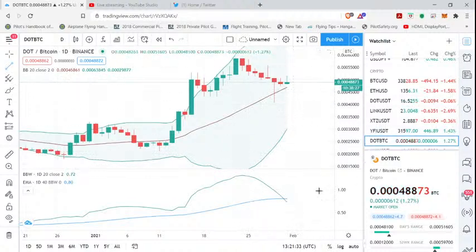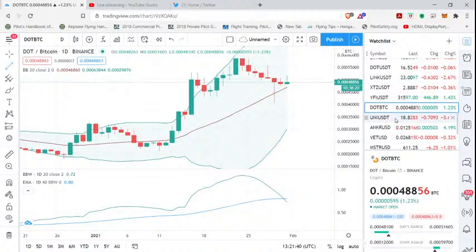So alt season might start. This is showing some hints that alt season might be coming to a close. Just hints, it's not a definite.